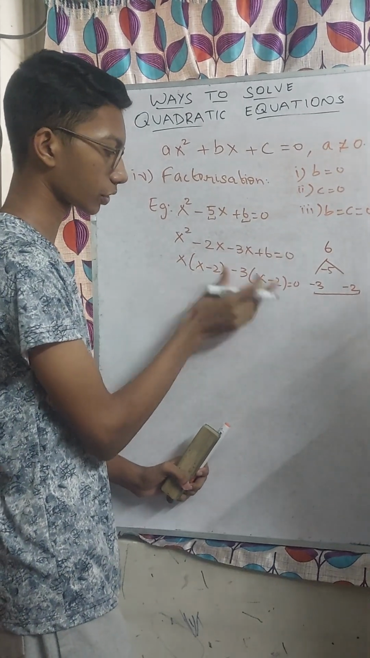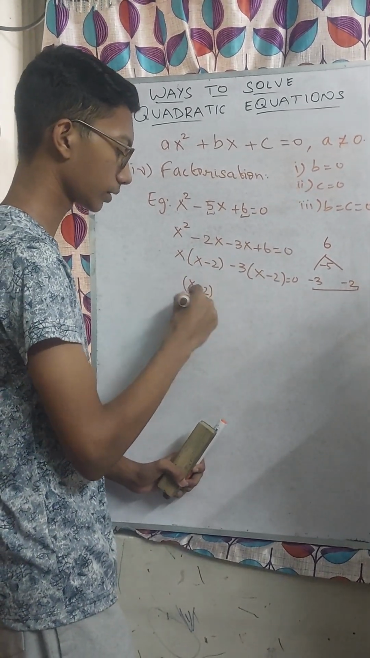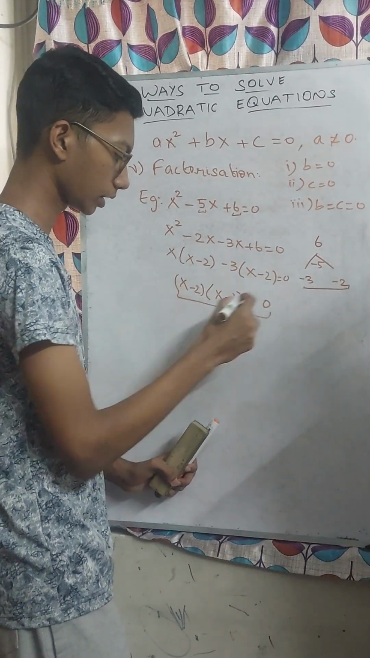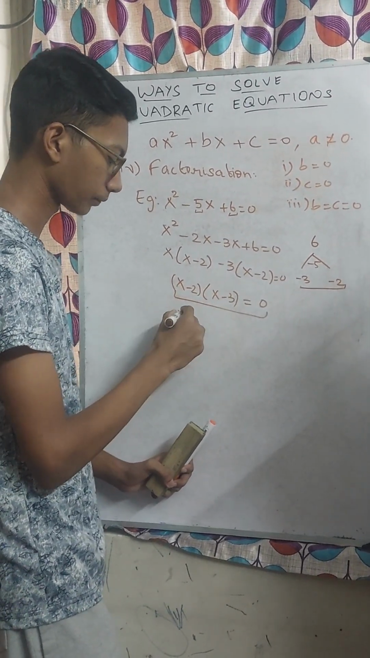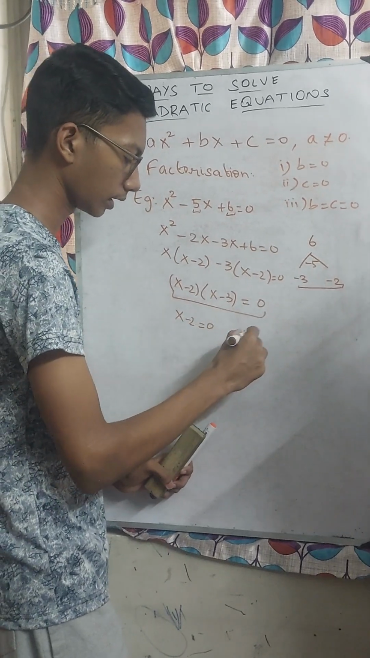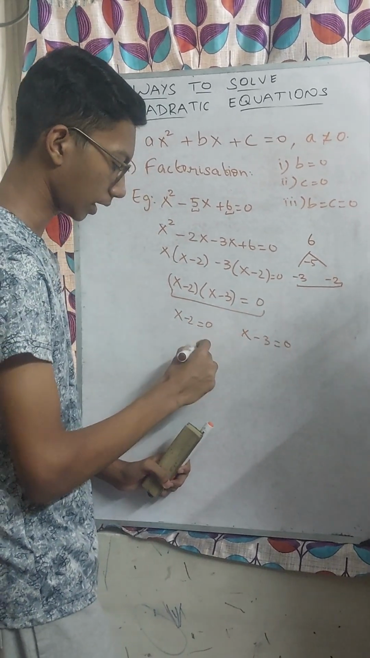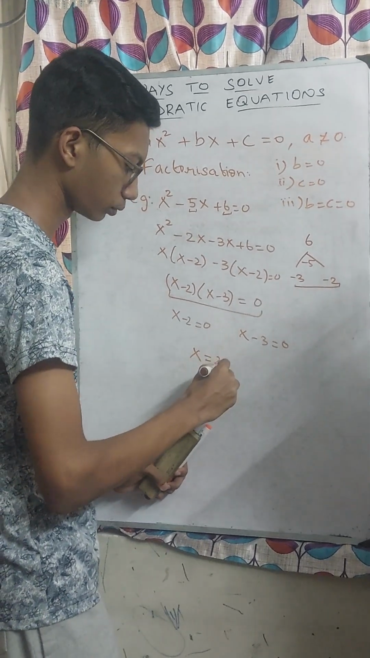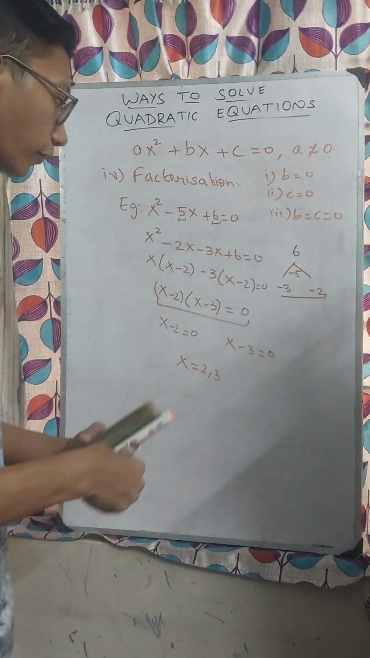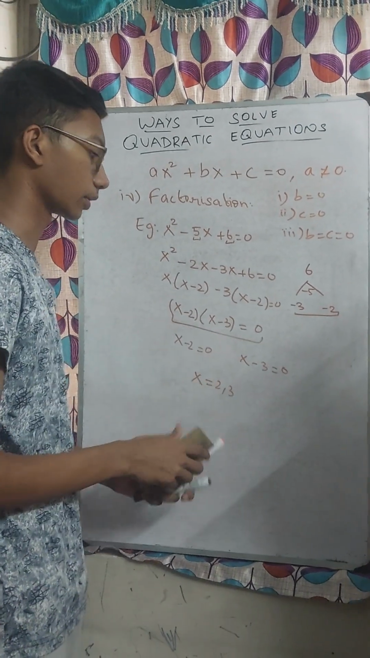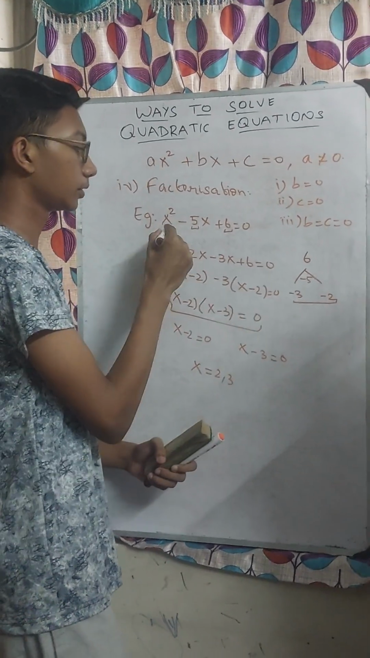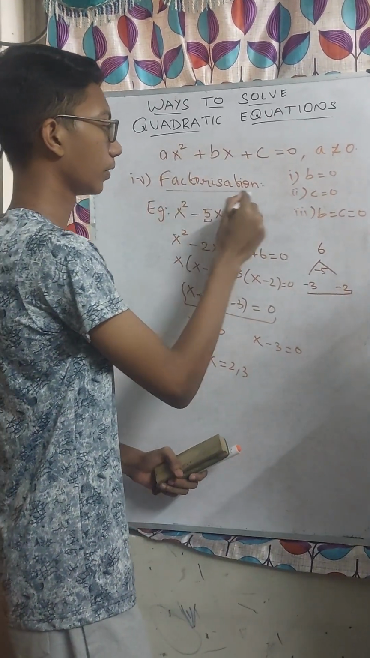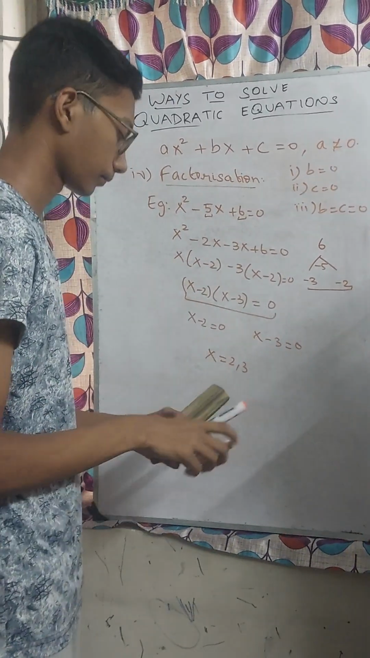So if we take x minus 2 as the common factor, we get x minus 2 times x minus 3 equals 0. From these, we need to solve each separately. So x minus 2 equals 0, x minus 3 equals 0. So the answers for x are x equals 2, 3. This is the way of factoring a quadratic equation. But the thing about this is, this equation should be factorizable. That's the only thing we need to keep in mind when we are seeing factorization.